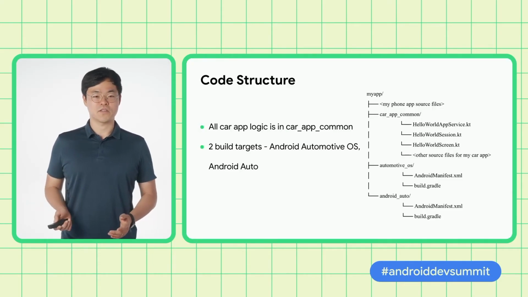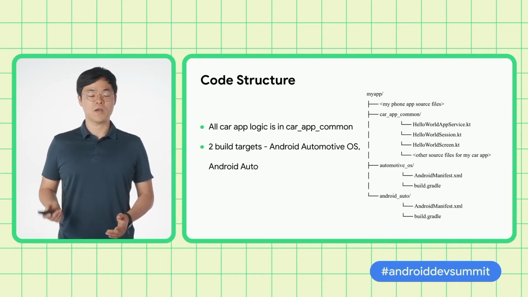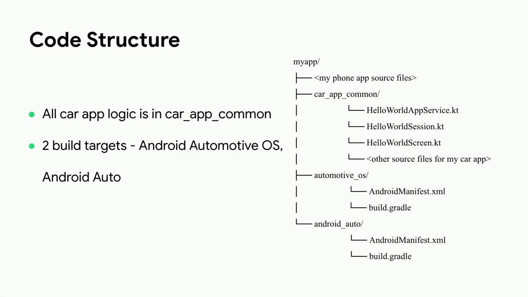We start with the code structure. Our codebase has 4 components. The first is our phone app component, where the code and resources needed for the phone app will be placed. Then we have the common car app component that contains all the car app code and resources. This component will be shared between the Android Auto and Automotive OS build targets. Next, we have the Android Auto and Automotive OS components, which just contain the Android manifest and the build.gradle files. With this structure in mind, let's jump into the code.